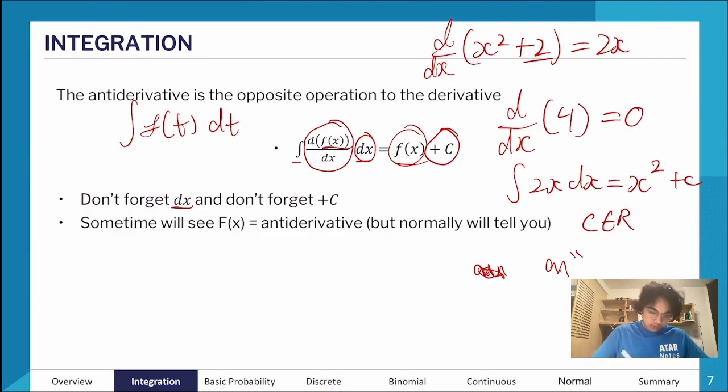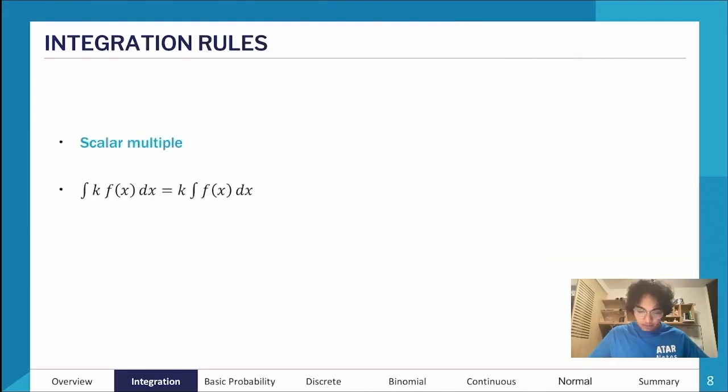In some questions, you'll see that the antiderivative is represented by a capital F of x, and that generally refers to the original function, the function that's being anti-derived. Usually, the question will just tell you because they don't want to confuse you with random stuff like that. Cool. Let's go through some integration rules, and then maybe we'll have a crack at a practice question.